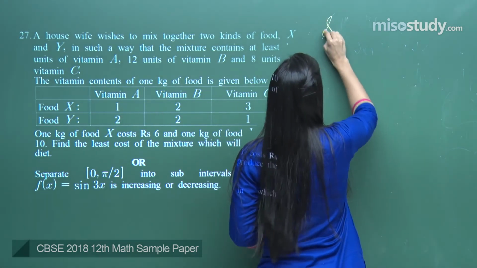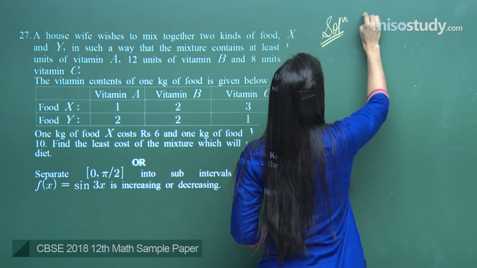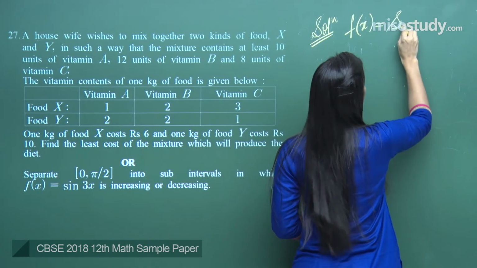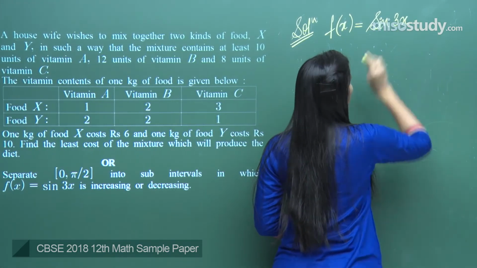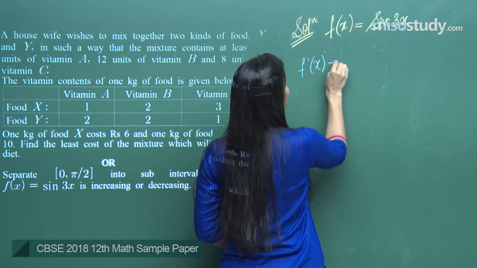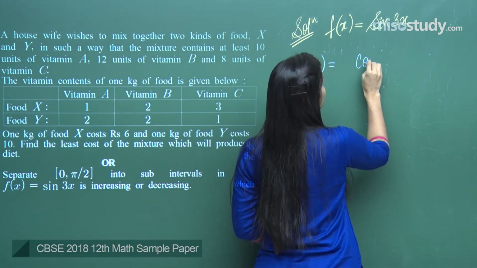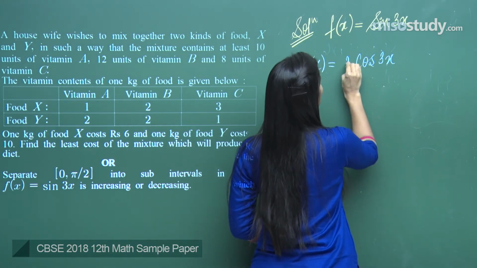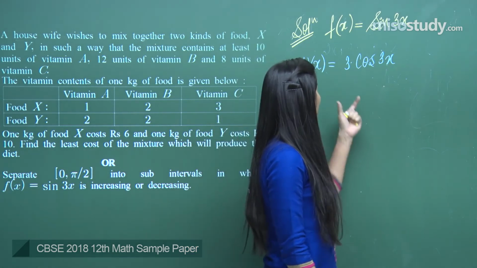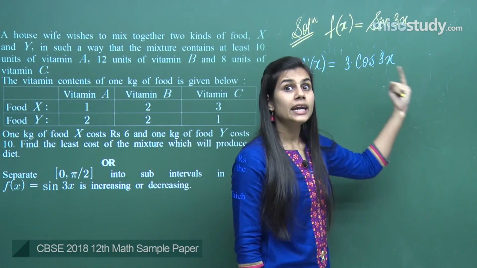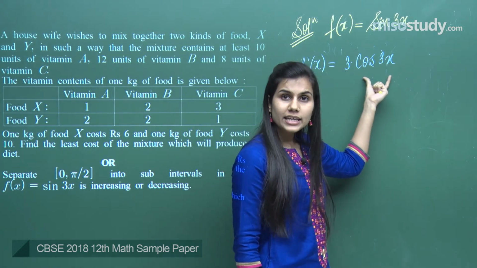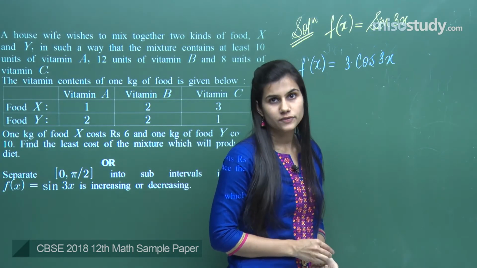So let me start with seeing what is my f dash x when fx is sine 3x. If fx is sine 3x, f dash x is what? Cos 3x into 3. So this gives me 3 cos 3x. Now if I wish to find out where is f dash x greater than 0, where is f dash x less than 0, I need to be very aware about the behavior of the cos function.